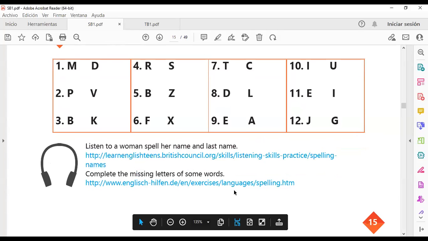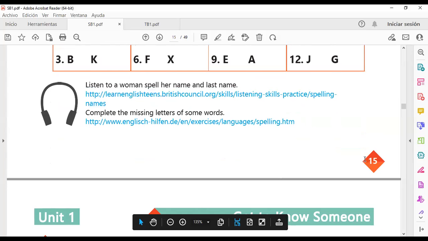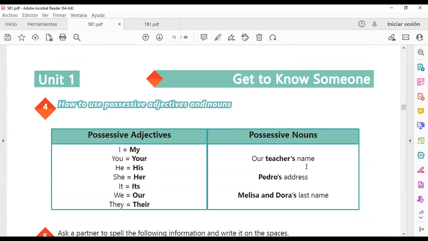Ok. So we are working on page 15, right? Now let's move on and let's see what's going on over here.